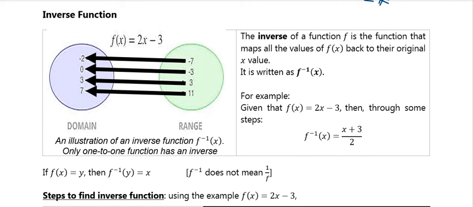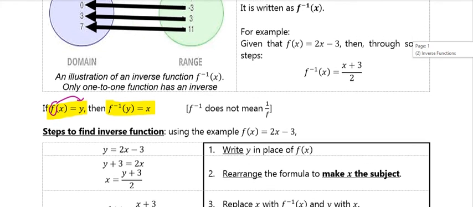If f of x is y, then when you move the function to the other side, it will become like this. So the inverse function of y will be x. Because f to the power negative 1, which is the inverse function, does not mean 1 over f like the law of indices you have learned before. Now let's see what you will do here.